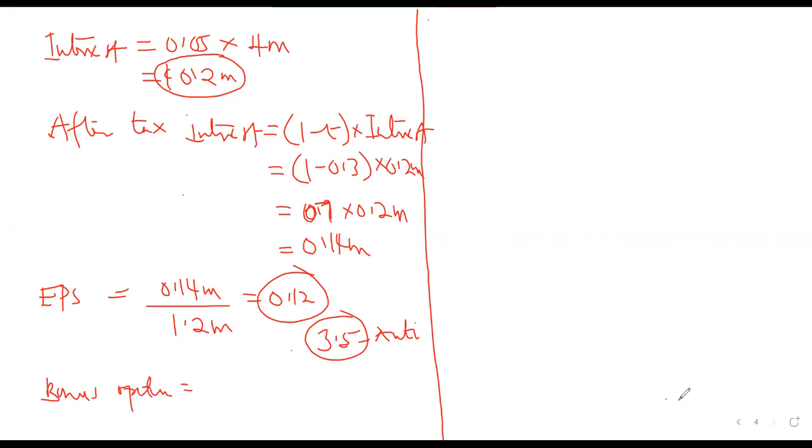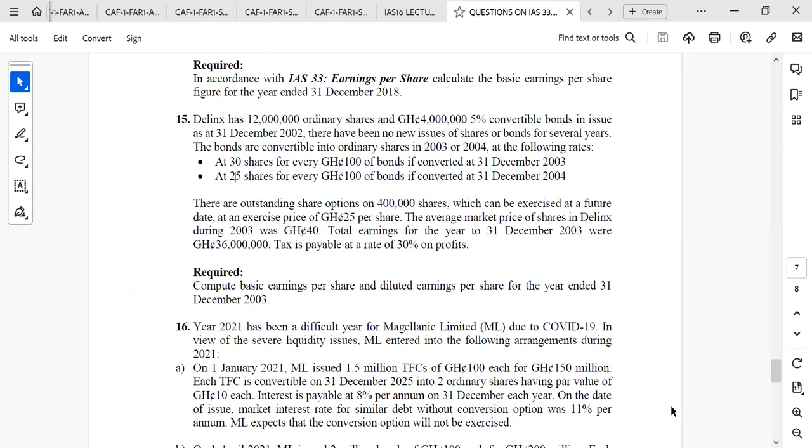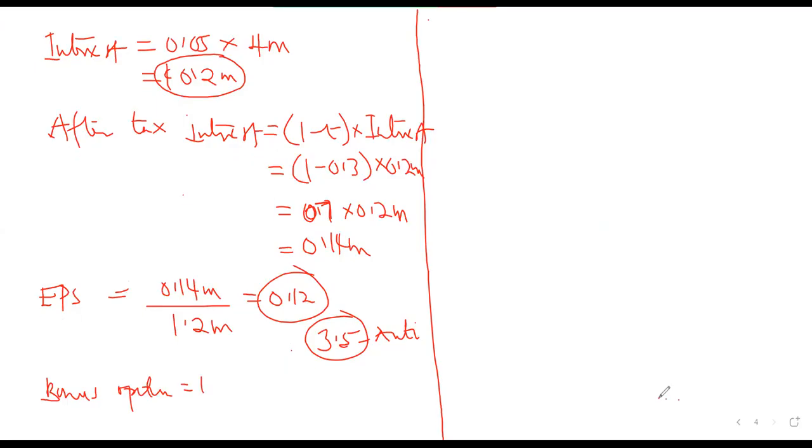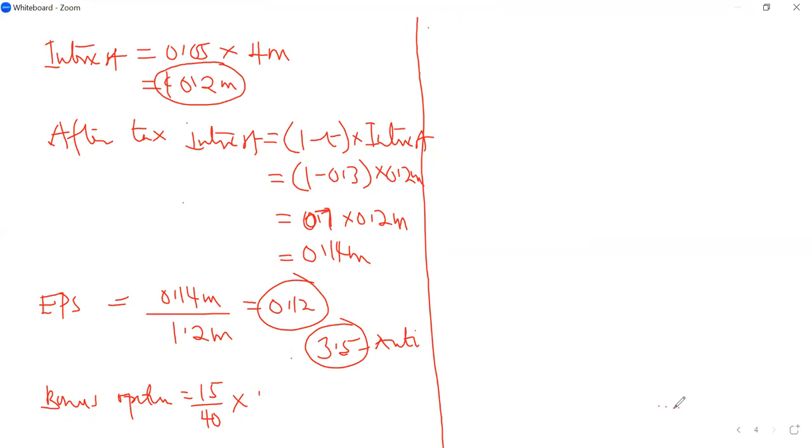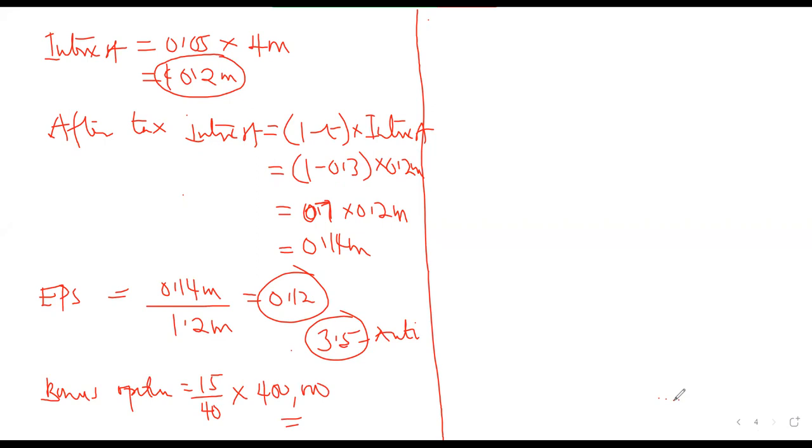The bonus option that we are going to be given. The current market value of the shares is 40, but they are going to be buying the options at 25. There is a bonus of 15. So we have 15 over 40 multiplied by the number of options that they have there, which is 400,000. 15 over 40 times 400, I'm getting 150,000.